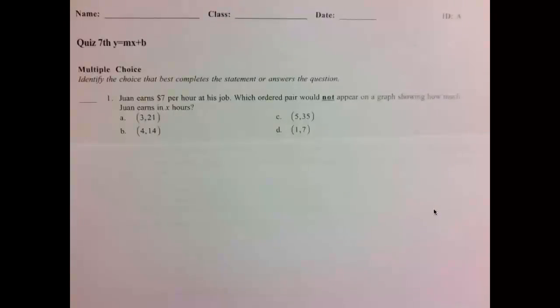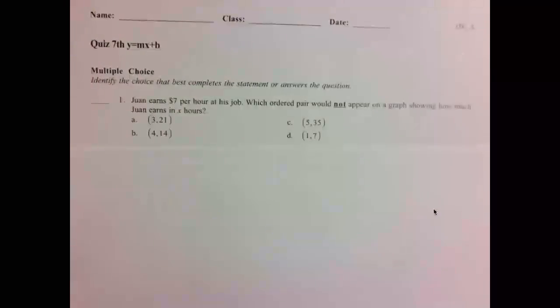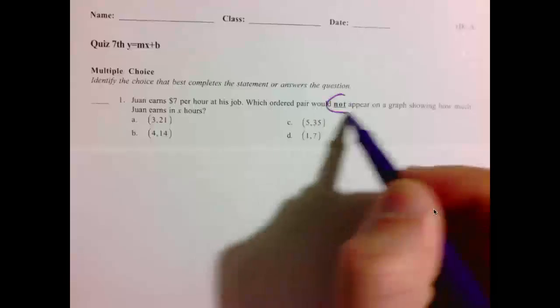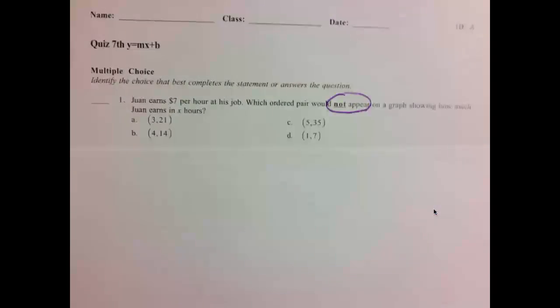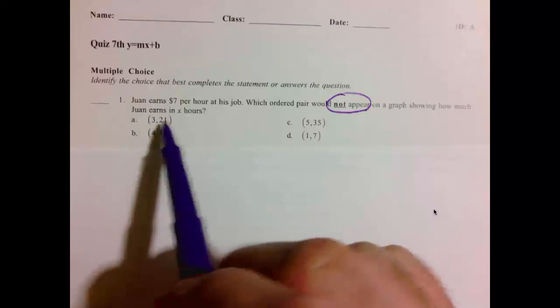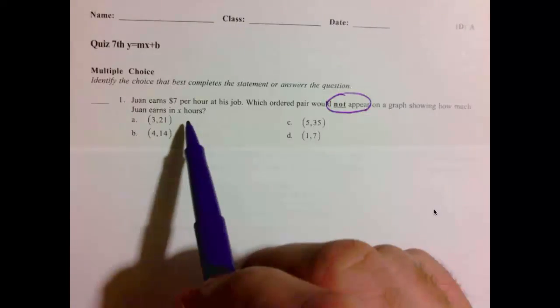Alright, in this video we will be looking at our quiz. Number 1 says, which ordered pair would not appear? We're looking for what does not appear on the graph, how much Juan earns in X hours. So X is going to be his number of hours and Y is going to be how much Juan earns.